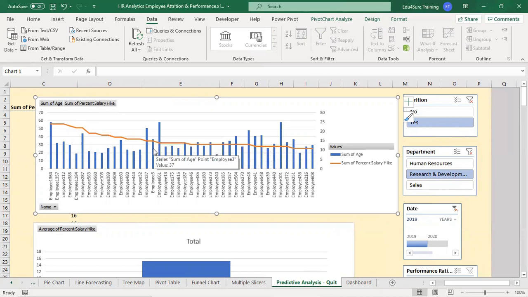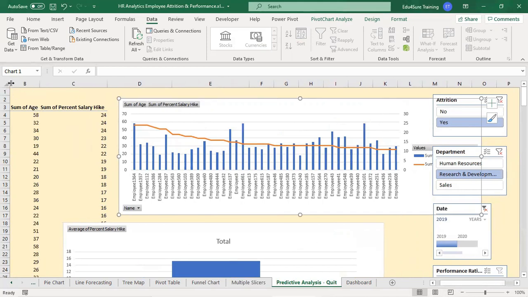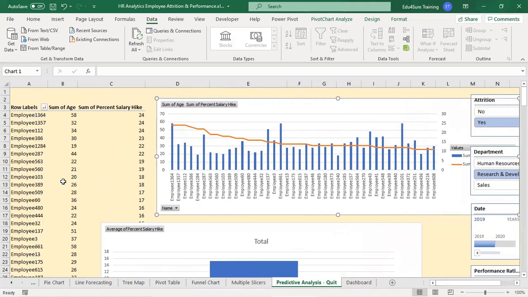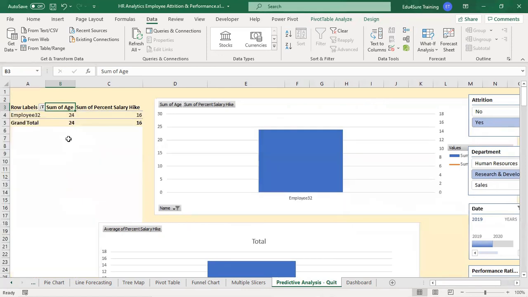What was their age? What was the age of this employee? His age was around 38-40. Employee 32. We can check this value from the pivot table more clearly, right? So let's move to that part once. I have unhided the pivot table. So employee 32, basically, this one, his age is 24, right?